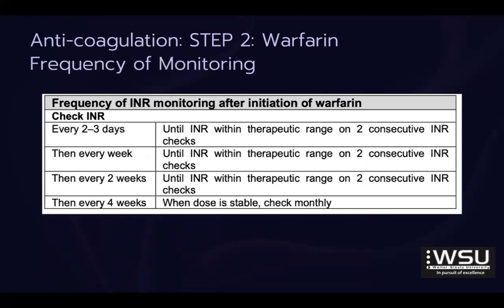So basically, once you've been doing the INR every 2 or 3 days, if it looks like it's nicely on track, you'll do it every week. If it's still nicely on track, you'll do it 2 weeks later. If it's still nicely on track, you'll do it 4 weeks later. So this gives you a nice structure of how often to do that INR until you can confidently say that on this particular dose, the INR seems to be controlled between 2 and 3.